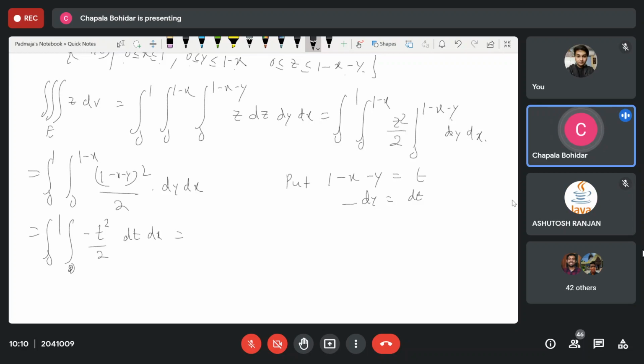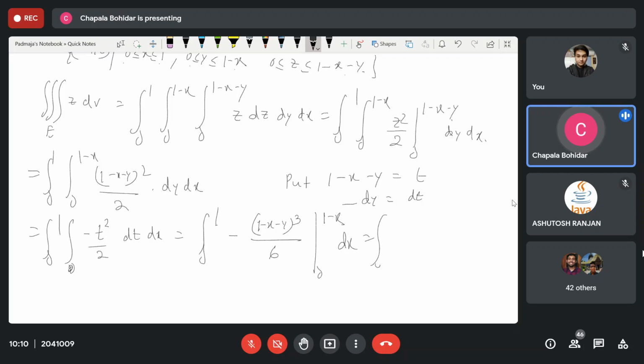So we get minus of t cube by 6. So I can write down 0 to 1, minus of t cube by 6. I can put the value 1 minus x minus y. So I can write down minus 1 minus x minus y to the power 3 divided by 6. Then the limiting value, now I am writing the limiting value, that is 0 to 1 minus x. So here by substituting 1 minus x first, we'll get it is 0. When I put y is equal to 0, we'll get 1 minus x, and minus minus plus.